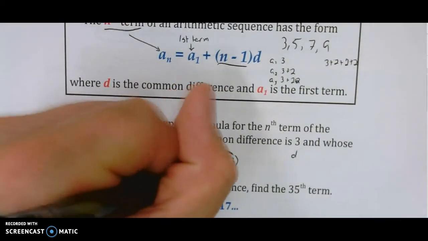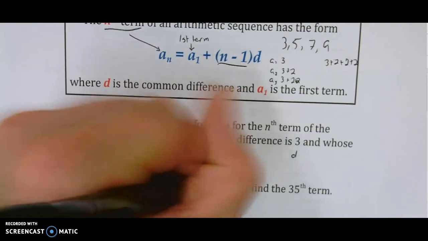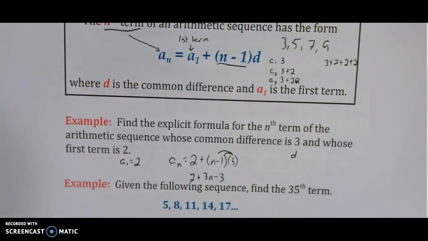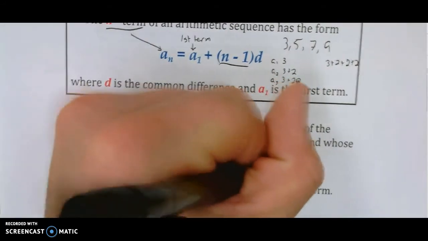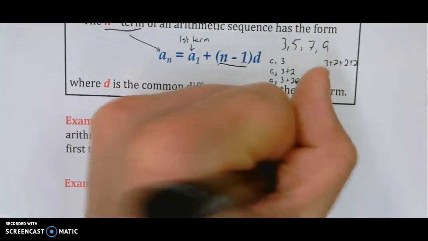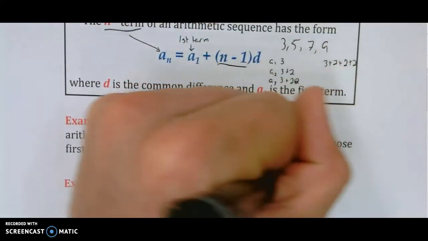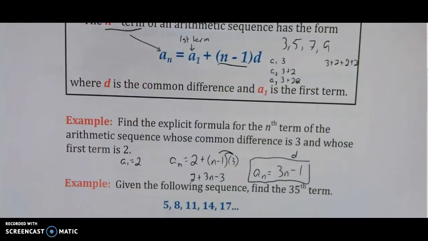So I'll have 2 plus, that'd be 3n minus 3. Combining like terms, I get a sub n equals 3n minus 1. If you had those terms backwards and wrote negative 1 plus 3n, it is the same thing.